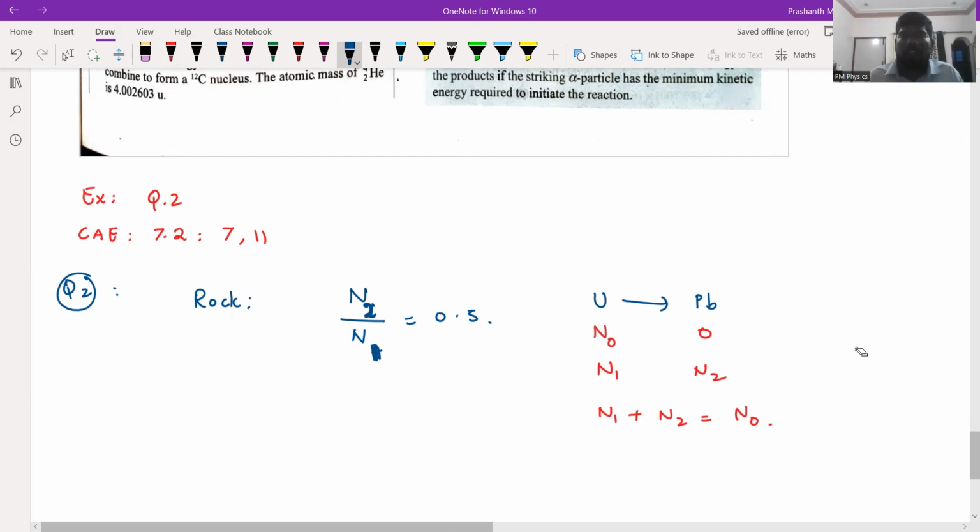We want to understand the things I'm writing. They gave lead, I'm calling it N2, and uranium is N1. And always the sum of the number of nuclei should be the same. Yes, I just took an approximate calculation just to show you. You should take the Avogadro number only, 6 × 10^23.